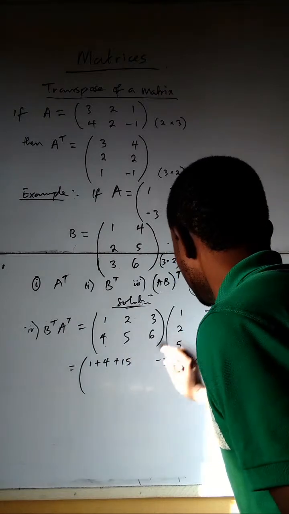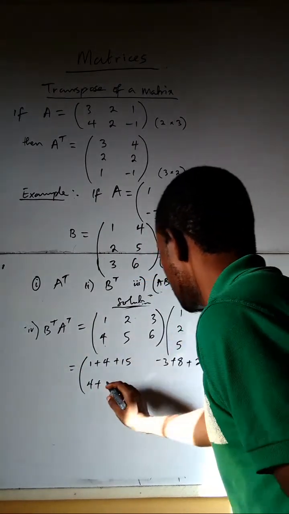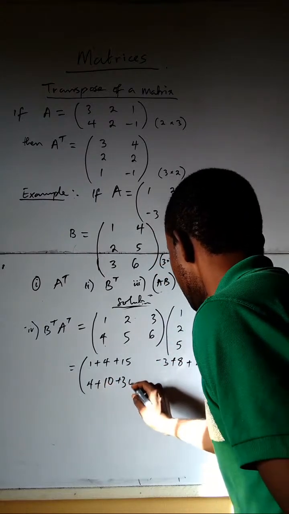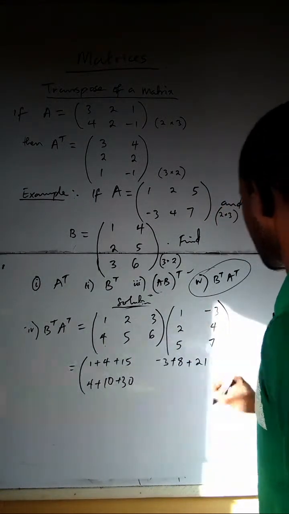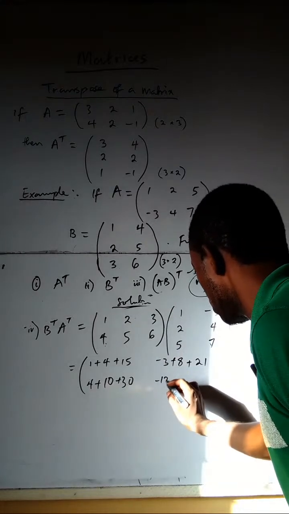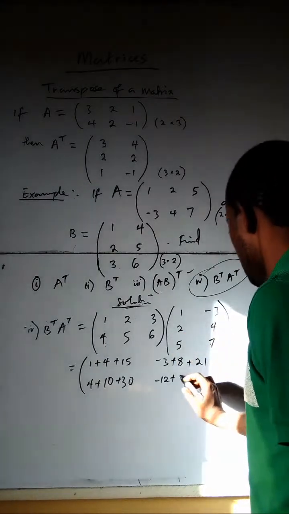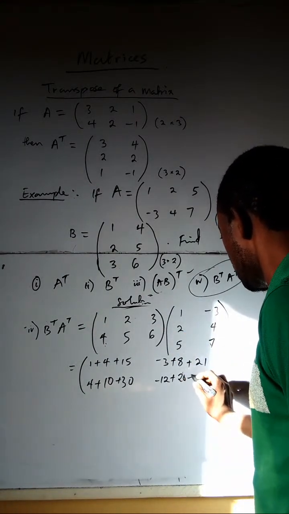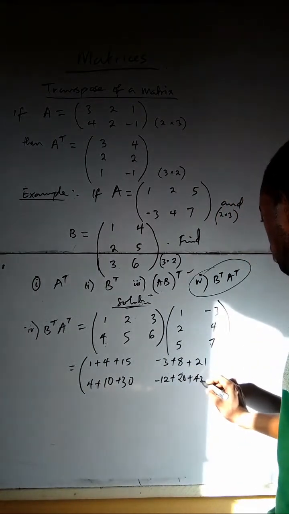Then also the next row here, we use this for the two column. We have 4 times 1, that's 4, plus 5 times 2, that's 10, plus 6 times 5, that's 30. Then also we use this for the next column. 4 times minus 3, that's minus 12. Then plus 5 times 4, that's 20. Then plus 6 times 7, we have 42.